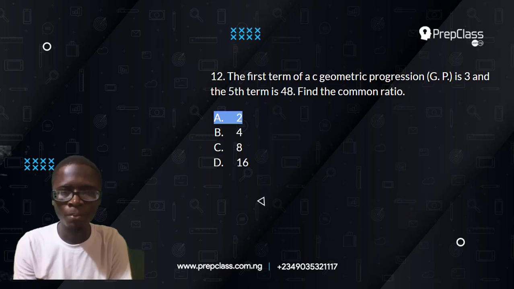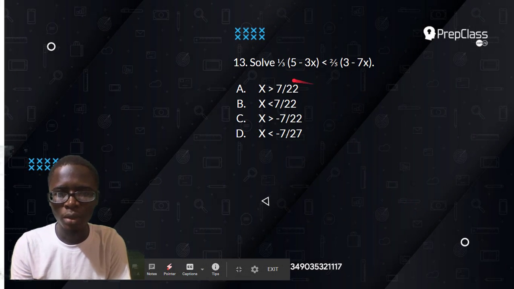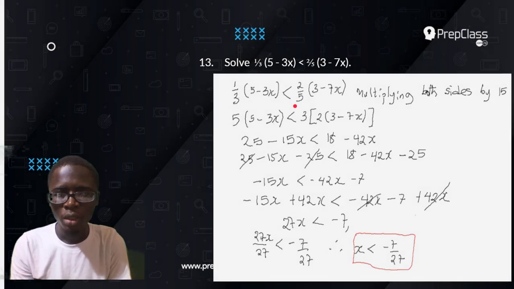Proceeding to the next question, we have an inequality question yet again. Solve 1 all over 3, open bracket, 5 minus 3x, close bracket, less than 2 all over 5, open bracket, 3 minus 7x, close bracket. So we're supposed to simplify this to something that can be seen here. So proceeding with this, you discover that this is the expression written.